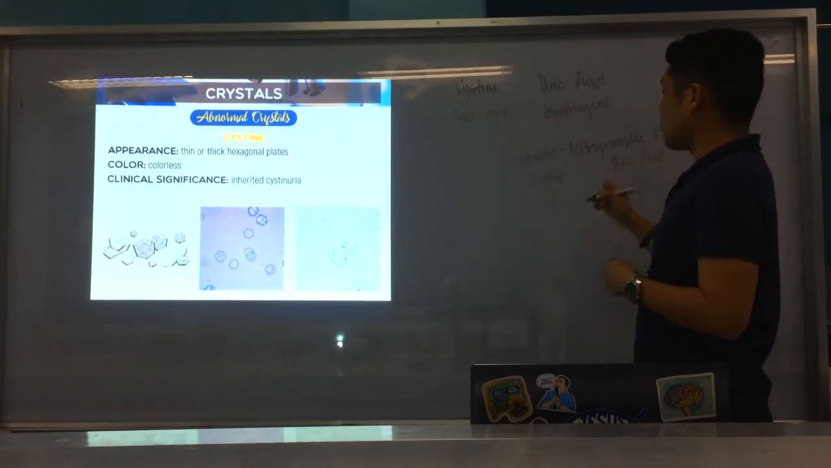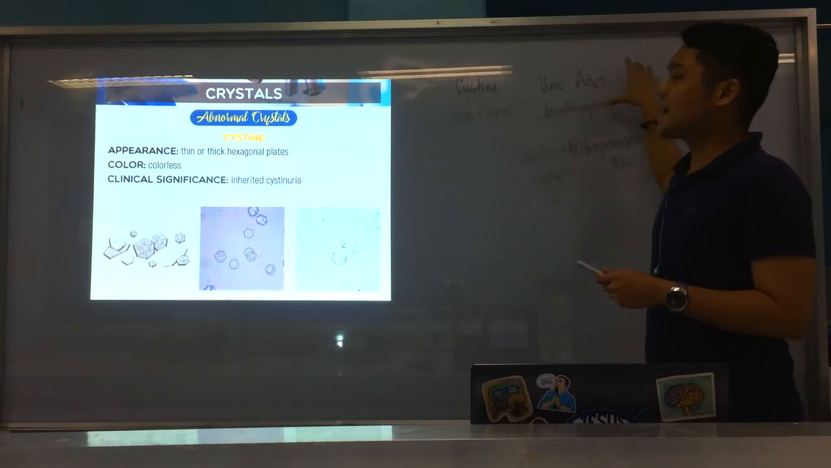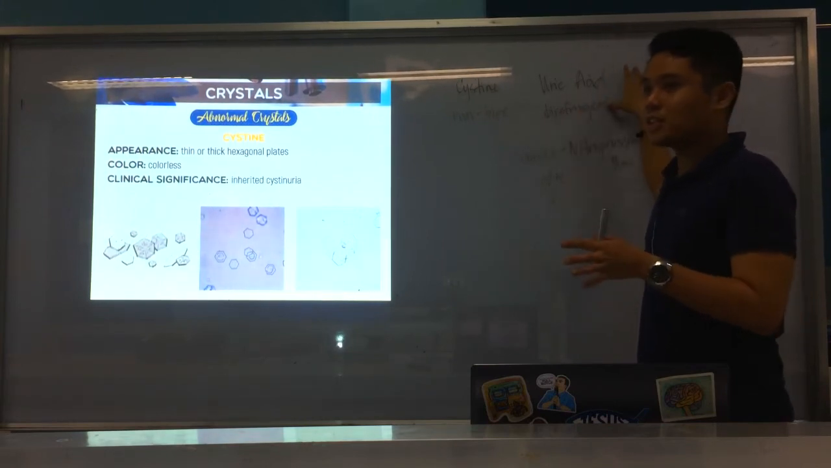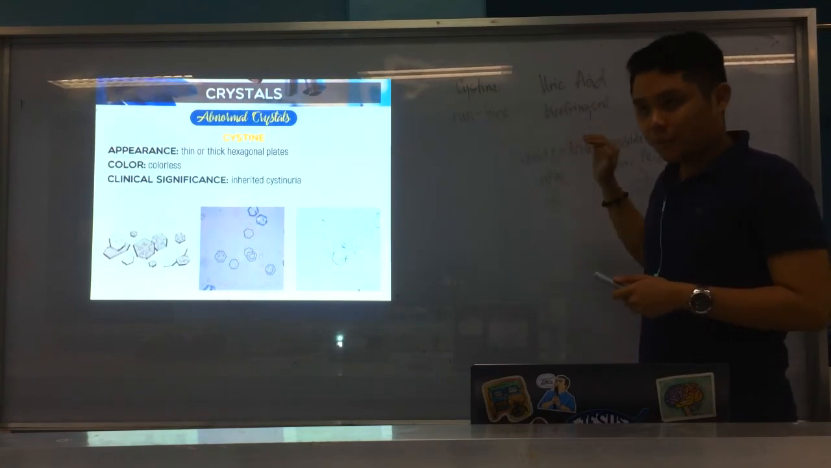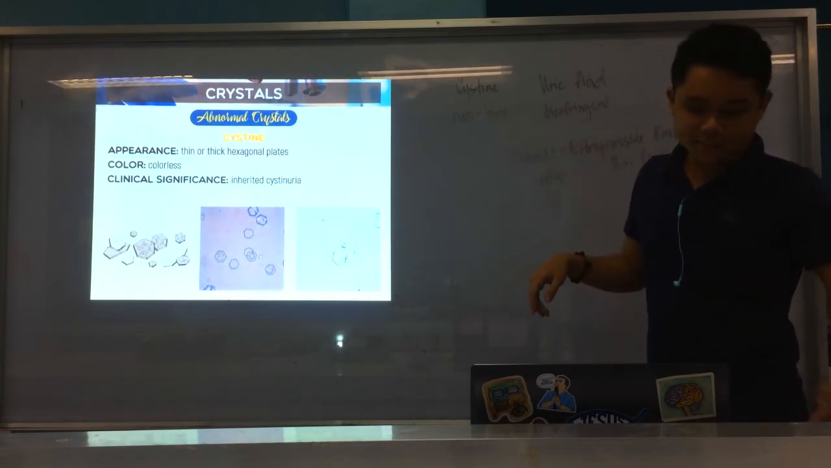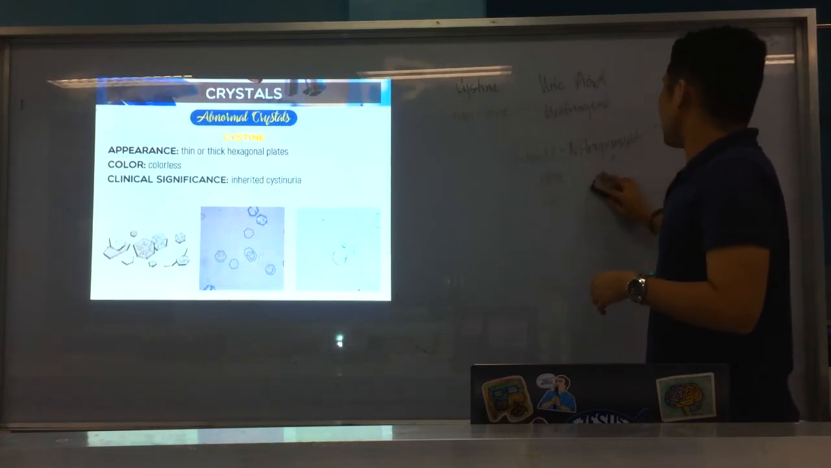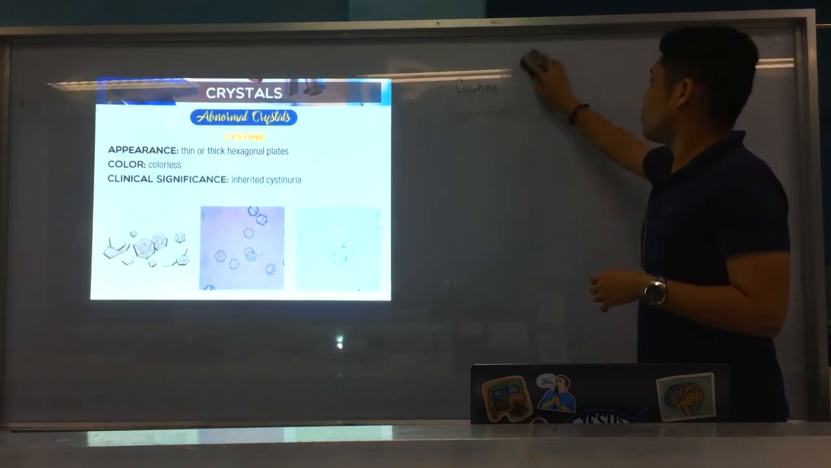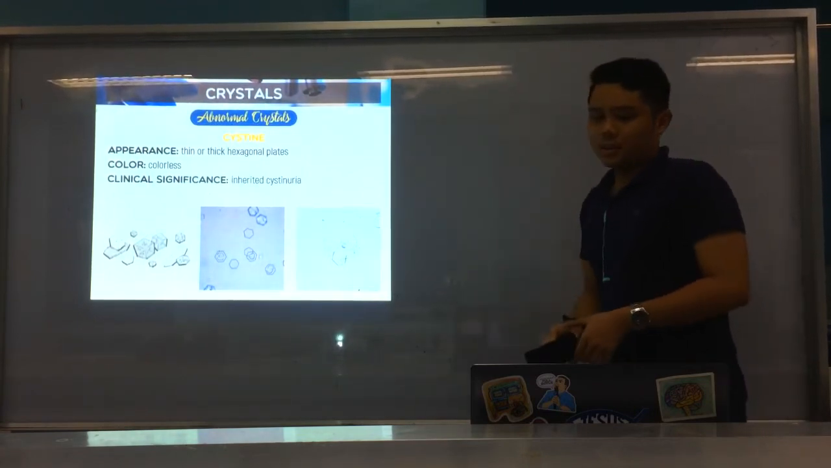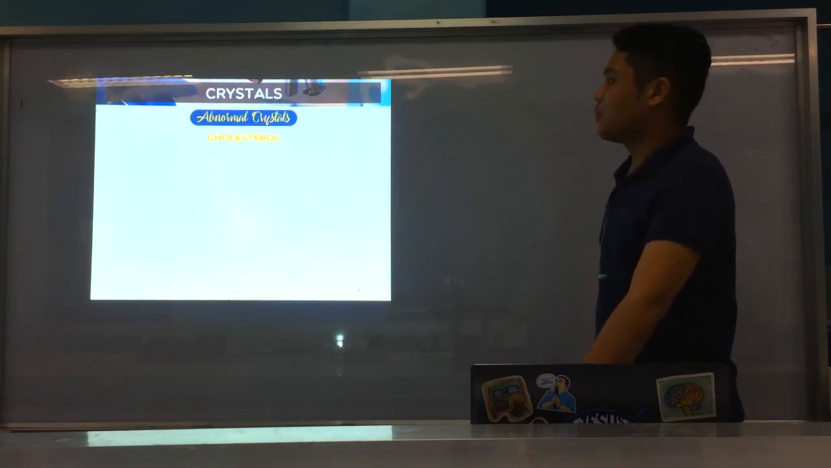Okay? So if you want to differentiate the two crystals, you could opt for birefringence. Uric acid is really birefringent; it scatters light. Cyanide nitroprusside reaction: cystine is positive, uric acid is negative. Okay? Alright, that's for cystine. So again, seen in inherited cystinuria, an inborn error of metabolism disease. Okay? Alright. Next, we have cholesterol.